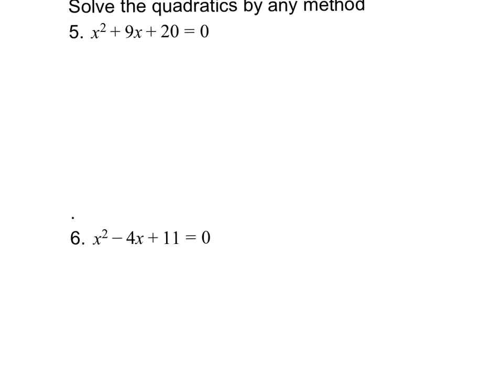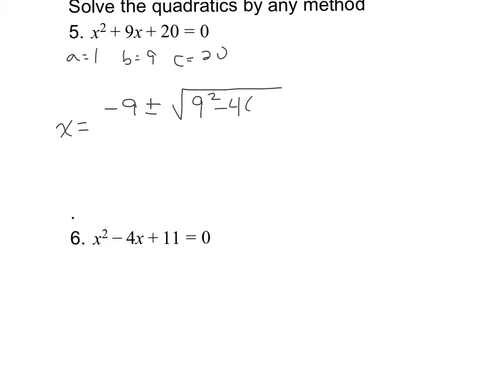So let's try this with this problem. So this has an a of 1, a b of 9, and a c of 20. So if I plug this into the quadratic formula, negative 9 plus or minus the square root of 9 squared minus 4 times a times c all over 2a.